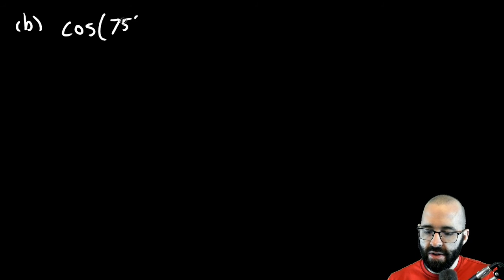All right, so part B, I'll start it. You can finish it on your own, but it's going to be exactly the same once we do the first step. Find the exact value of cosine of 75 degrees.